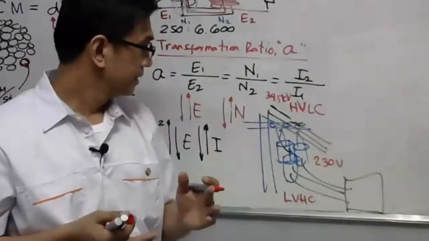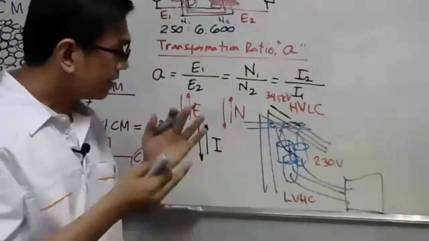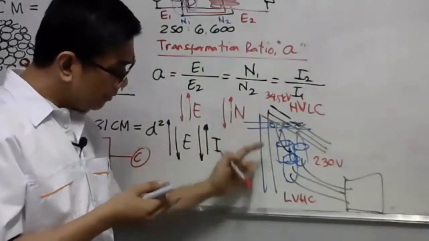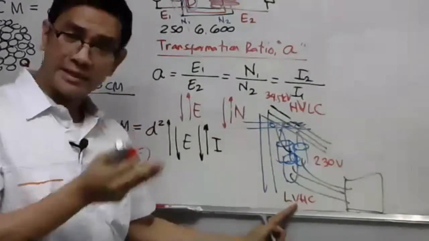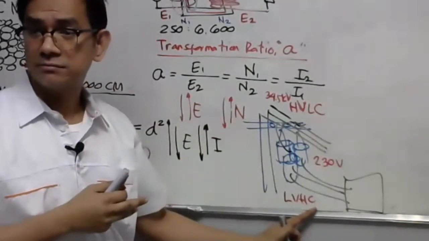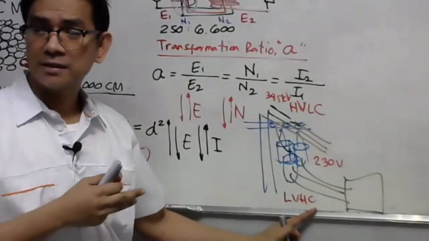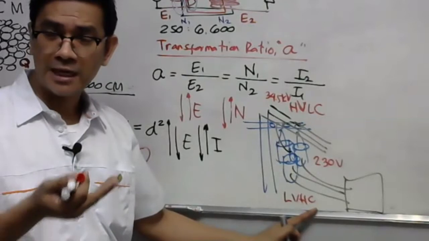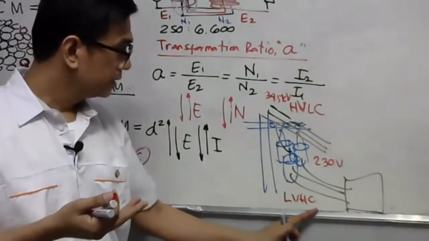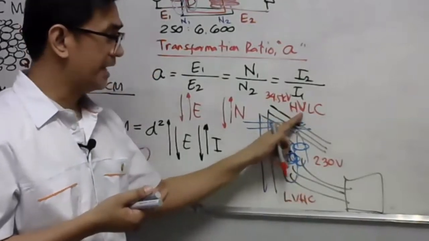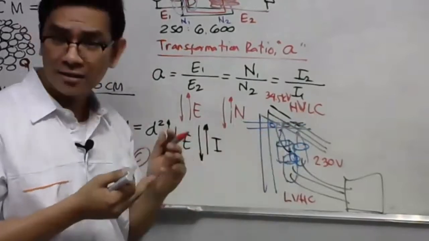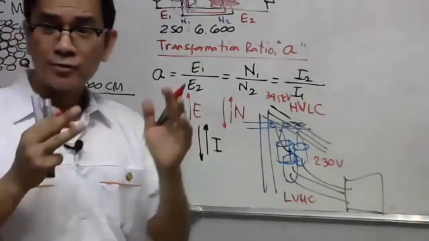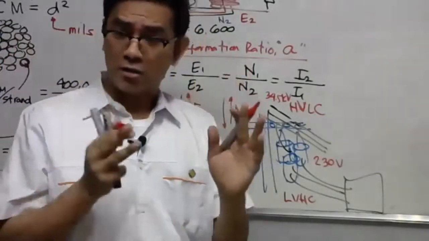Okay? So, in a transformer, if you have the low voltage side, automatically it is a high current side. It is inverse. They have an inverse relation. If you have a high voltage side, meaning that is the low current side of a transformer. I am referring to the transformer, not Ohm's law.